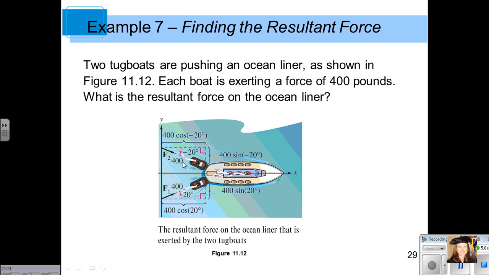Now, in the same way, you're going to look at F2. It also has a force of 400 pounds, but the angle is negative 20 degrees. So the horizontal component is 400 cosine of negative 20. The vertical component is 400 sine of negative 20. We're going to add those two forces together to get the resultant force. In other words, how much total force is being applied to that ocean liner.